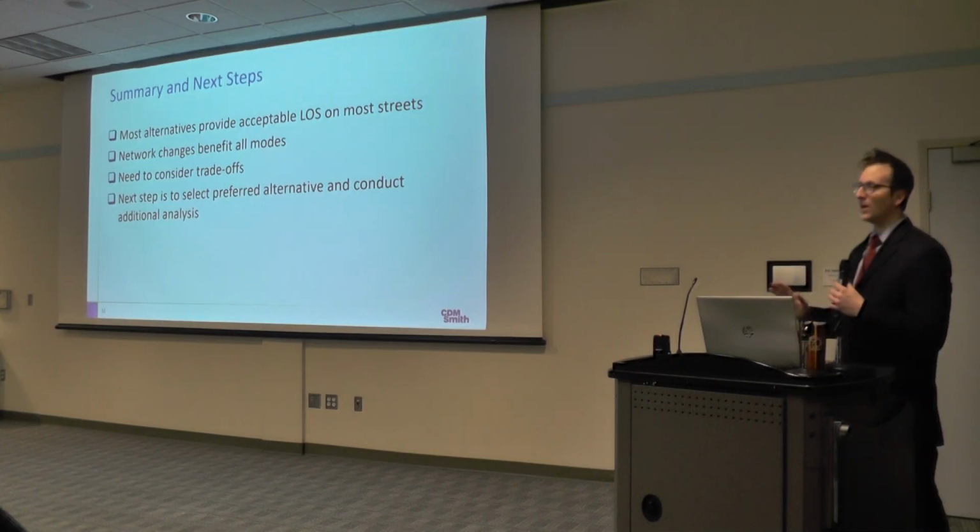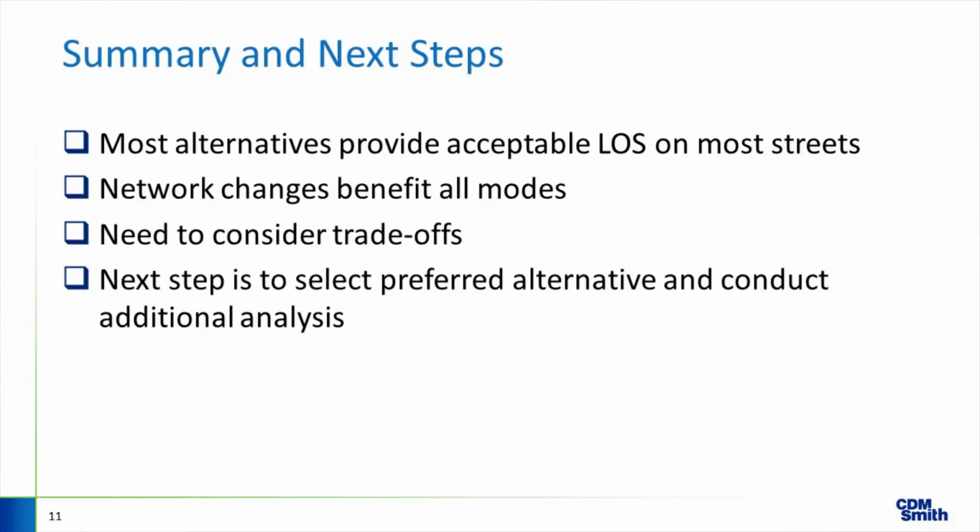So just to summarize, we looked at these different alternatives at a high level. We understand what the level of service is now, and we built these alternatives by coming up with ideas that the city is interested in doing, but also provide for an acceptable level of service on most streets. Not everywhere, but what are the changes that we can make to benefit all users? However, we recognize that there are going to be trade-offs. So that's why it's important to get feedback from the community.